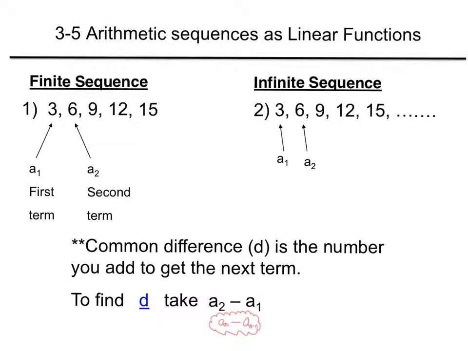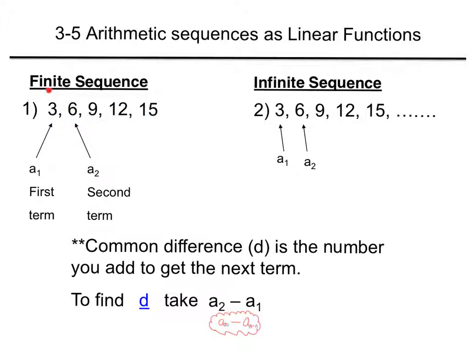So right here it's section 3.5. We're jumping back to a section from chapter 3. It's called Arithmetic Sequences as Linear Functions. So a sequence is simply a list of numbers. Right here there's a list of numbers. The first number is 3, second number is 6, 9, 12, 15.